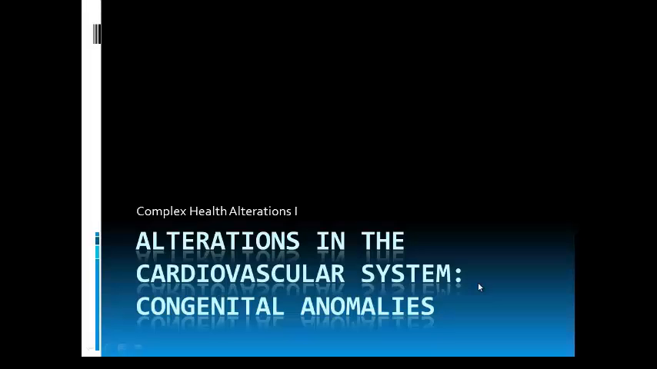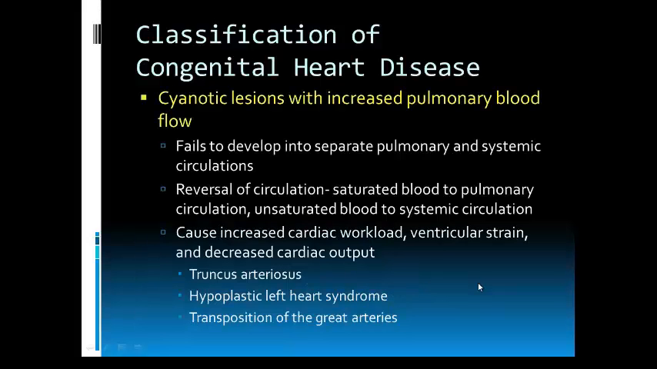Okay, the last congenital anomalies we're going to talk about are the 3 cyanotic lesions with increased pulmonary blood flow. As we see this, we have systems that fail to develop into a separate pulmonary and systemic circulation. So we don't have one side going to the lungs and the other side going out into the rest of the body like we normally do. We do have one where there is reversal of circulation. So what we have is saturated blood going to the pulmonary circulation and unsaturated blood going to the systemic circulation.